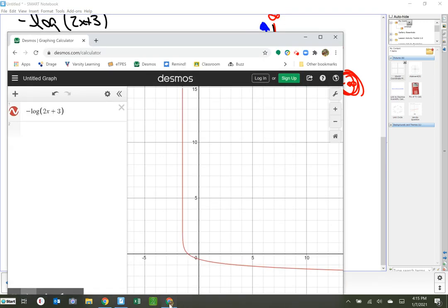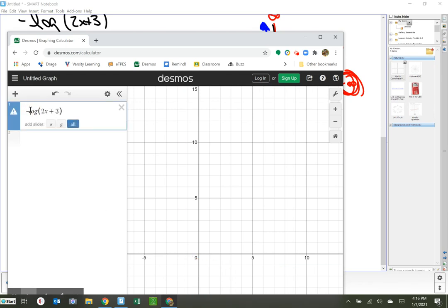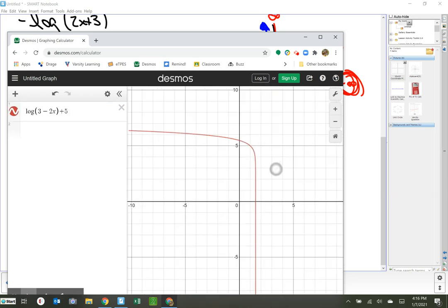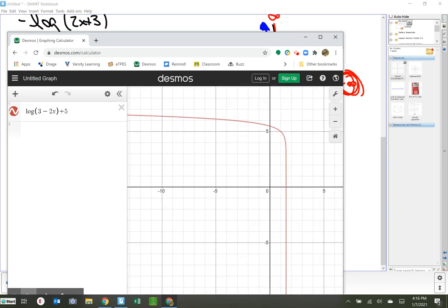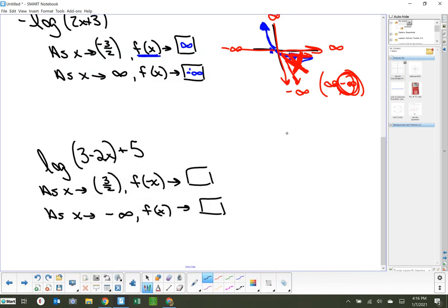Let's go see. So this is a positive log, so we'll get rid of that guy. I need a log back in there. All right, and we had 3 minus 2x. And then plus 5. All right, so there's an example of what that graph looks like. So again, I'll go back and sketch it. So we have this kind of in that direction, right?